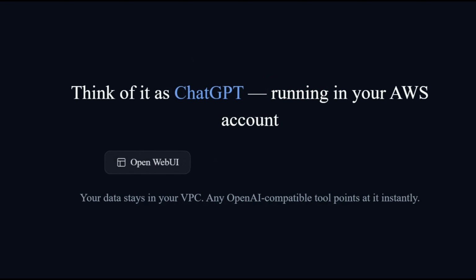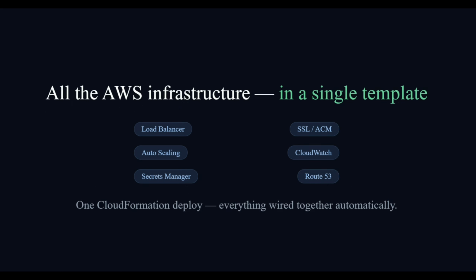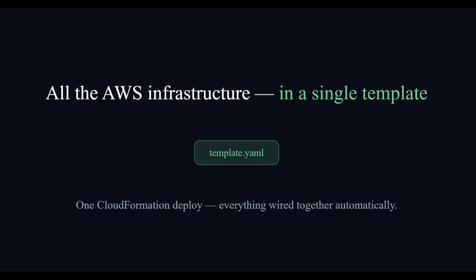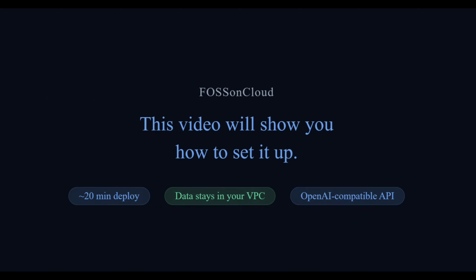The pattern deploys OpenWebUI, a polished, self-hosted chat interface your whole team can use. It's backed by vLLM running an open-source model on a GPU instance. Think of it as ChatGPT running in your AWS account, with an OpenAI-compatible API your developers can point any existing tool at. FOSSonCloud has packaged all the AWS infrastructure, including the load balancer, SSL, auto-scaling, logging, and secrets management, into a single template. One CloudFormation deploy, and it's all wired together automatically. This video will show you how to set it up.